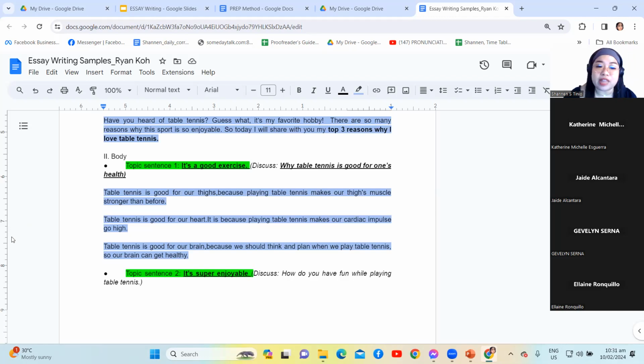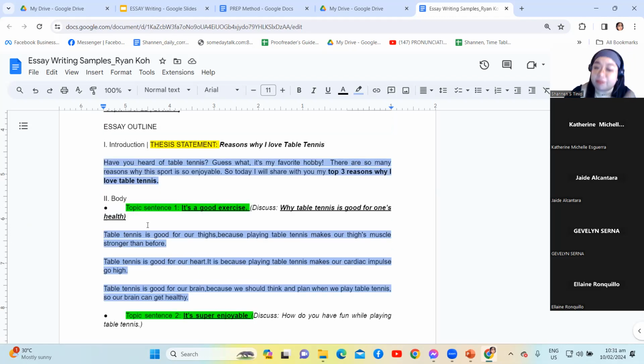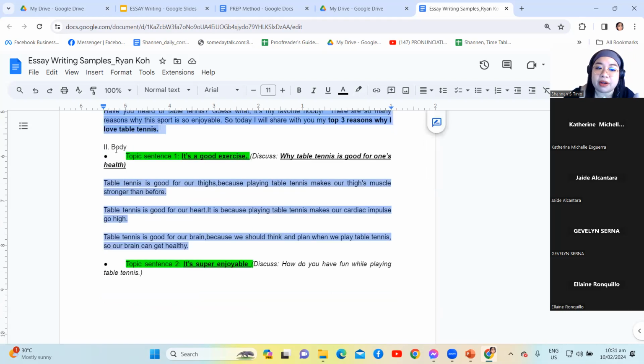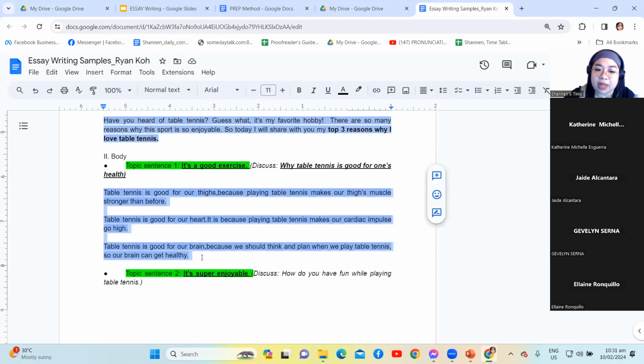Kaya naman, move on tayo sa second paragraph niya. I mean, second paragraph ng body. Kasi yung first paragraph niya is his introduction. So second paragraph, what I'm talking about is the body having 3 paragraphs and each paragraph having 1 topic sentence. Okay? Let me just make that clear. Sumasakit na ulo ko. Alright.